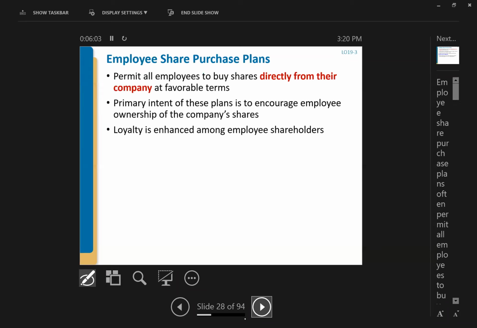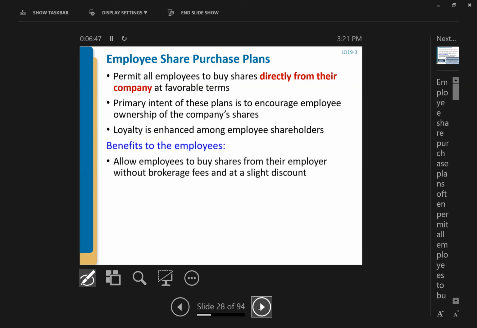Changing gears. Employee share purchase plans. What we've covered so far, as I said, is basically top management, so your CEOs, CFOs, VPs and whatnot. This employee share purchase plan is for everybody else. It permits all employees to buy shares directly from their company at favorable terms. Again, the intent is to encourage employee ownership in the company shares, which then causes loyalty, because if you're working for the company and the harder you work, the better they do, the more that's going to benefit you.